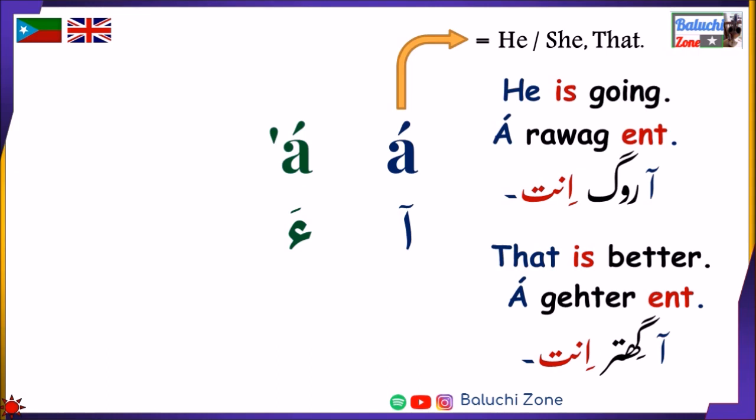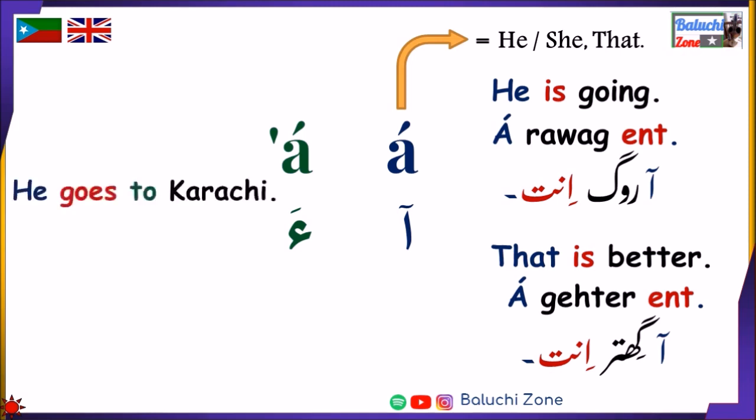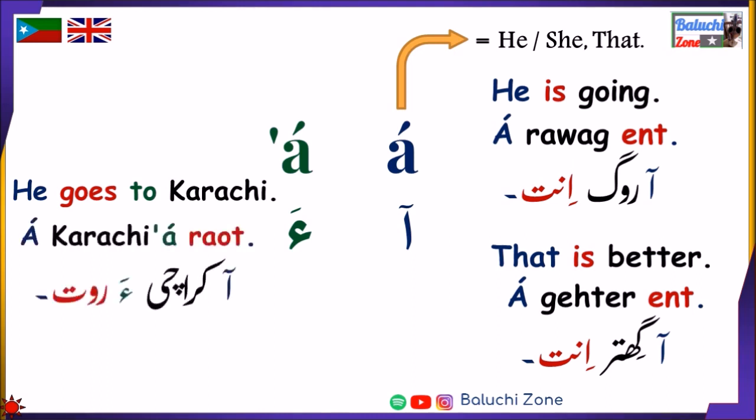Now let's move on to the second Á in Balochi, which I often use with an apostrophe, and it is written differently in the traditional Balochi font. In one of my previous lessons, I described this Á as a preposition to, as in, he goes to Karachi. Á Karachi Á route.